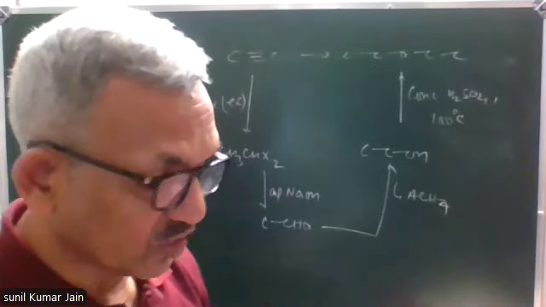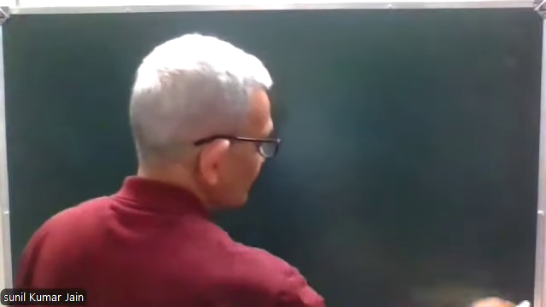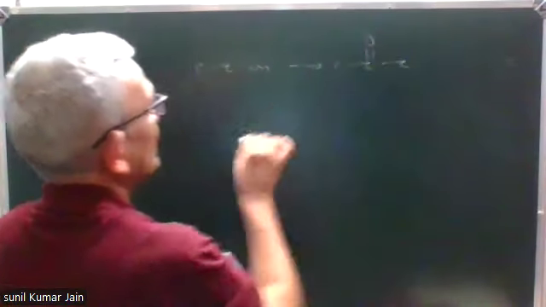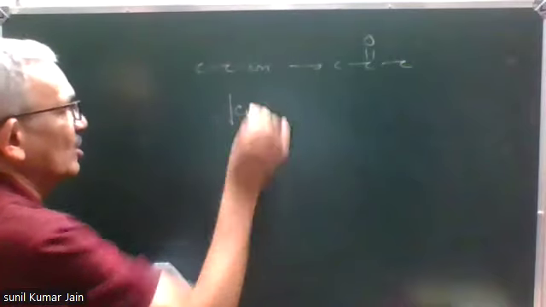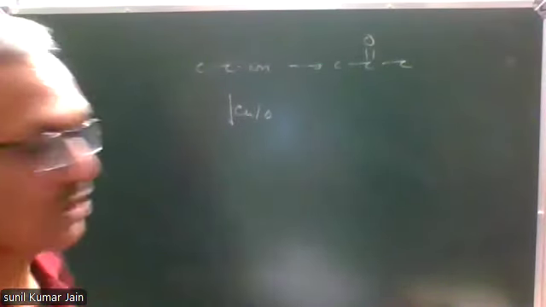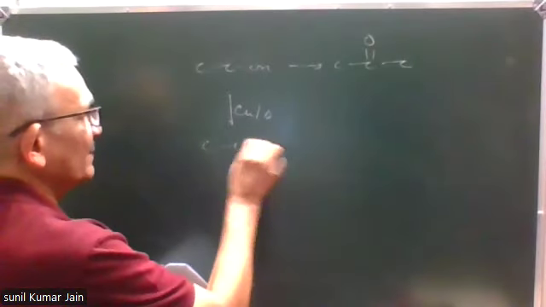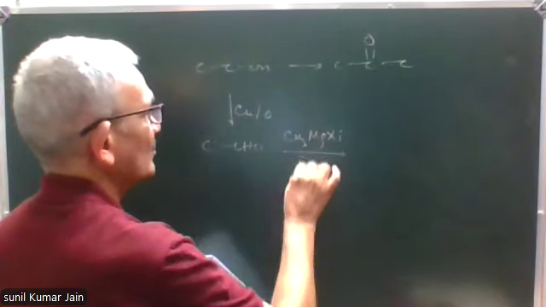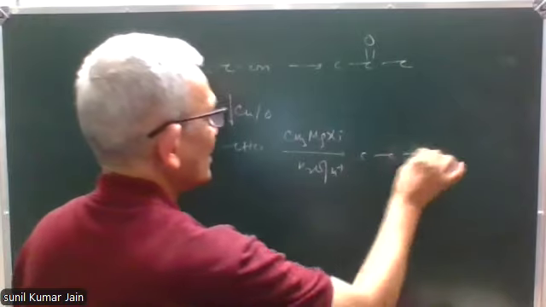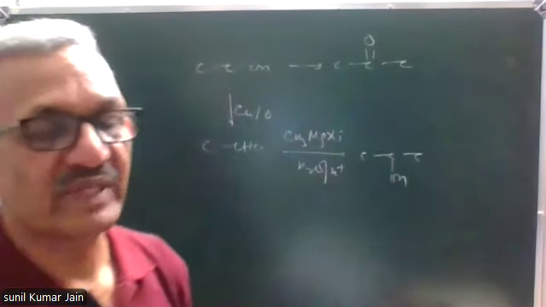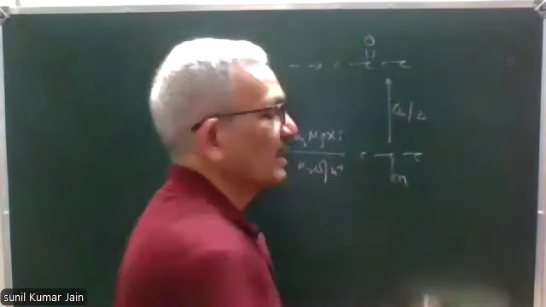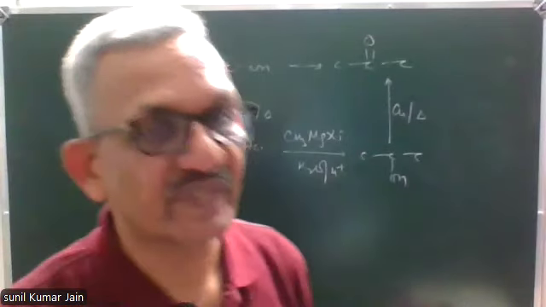Next, ethanol into acetone. Oxidation with hot copper or any other oxidizing agent will give ethanal. React with methyl Grignard. With methyl Grignard, we'll get 2-propanol. Again, oxidation. Copper at 573 Kelvin will give acetone.